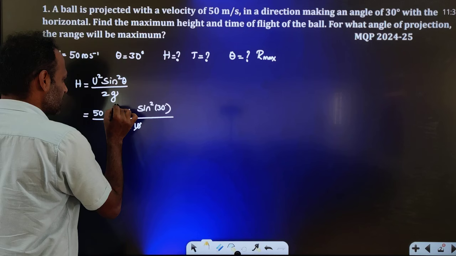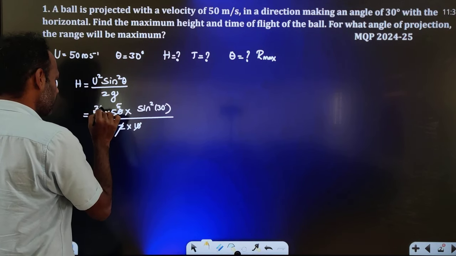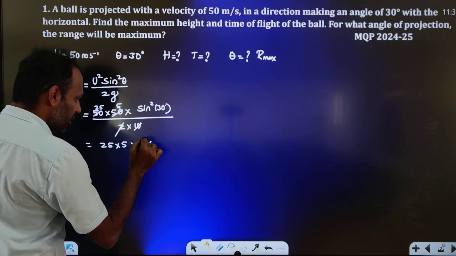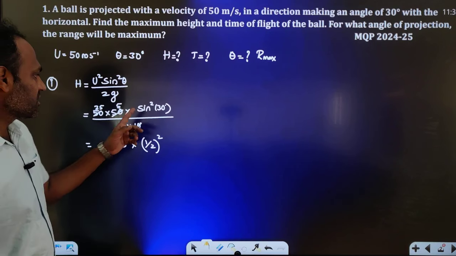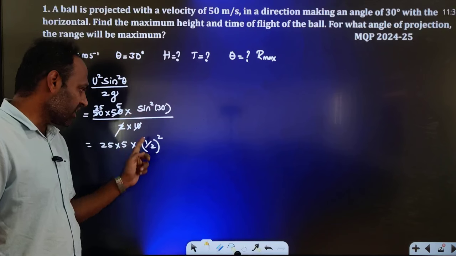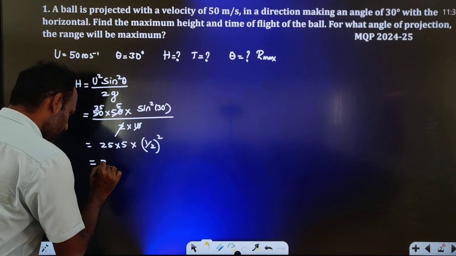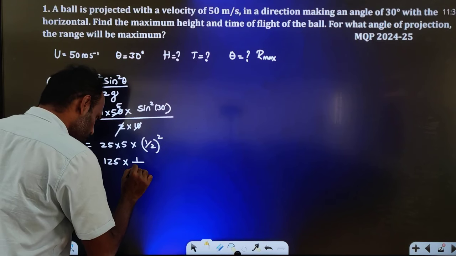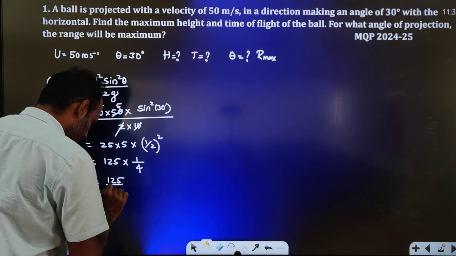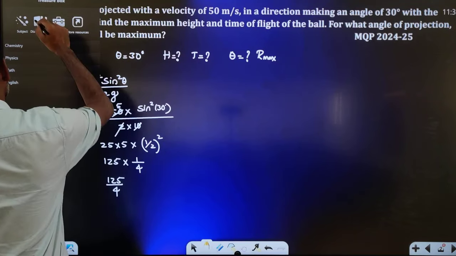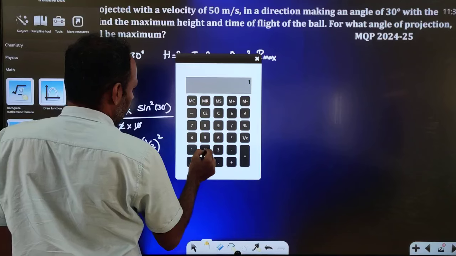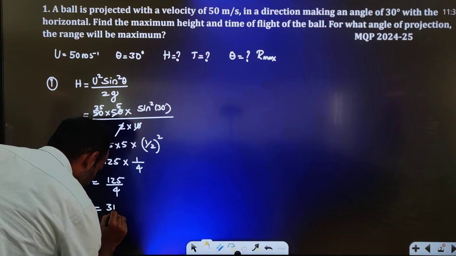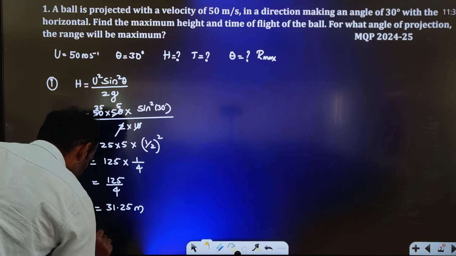So 10 ones are 10, 5s are 25, and 2 ones are 2. So I got 25 into 5 into sin 30 degrees. It is sin square 30 degrees, so I have to take 1 by 2 square, because the value of sin 30 degree is 1 by 2 and we have to square it. So 25 into 5 will be 125, into 1 divided by 4. 125 divided by 4 gives 31.25. So the maximum height is 31.25 meter.